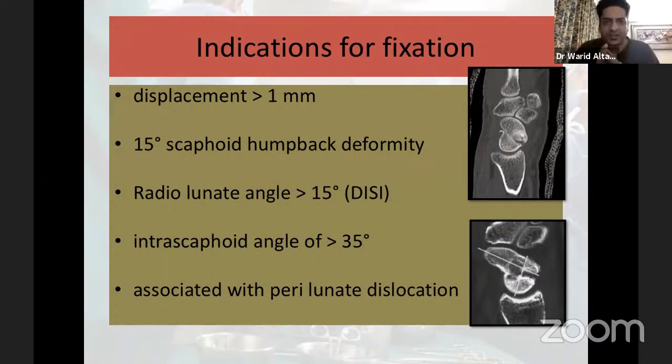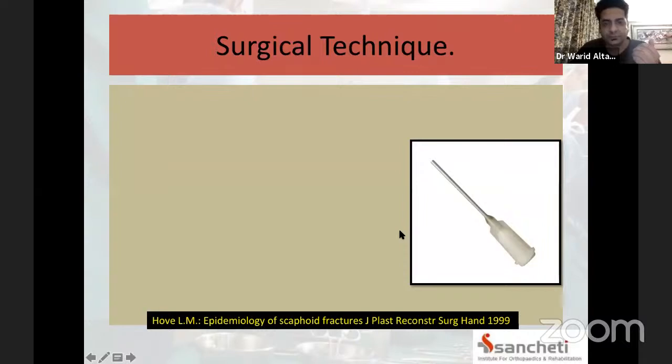One of the commonest indications is when we see a displaced fracture of the scaphoid, which as recommended now is greater than 1 millimeter of displacement, and it is better to fix. If there is a 15 degree humpback deformity, which we usually see in CT scans or the lateral view of the X-rays, if the radiolunate angle is more than 15 degrees, the intrascaphoid angle is greater than 35 degrees, or it is associated with perilunate dislocations. So in general, these are the indications when we go for fixation of the scaphoid.